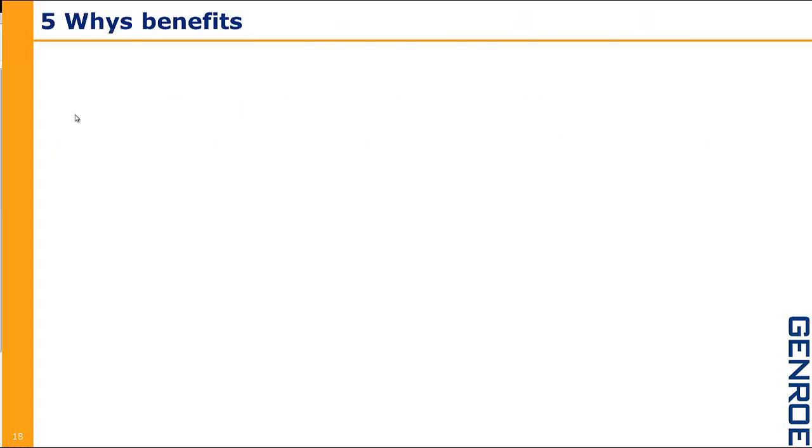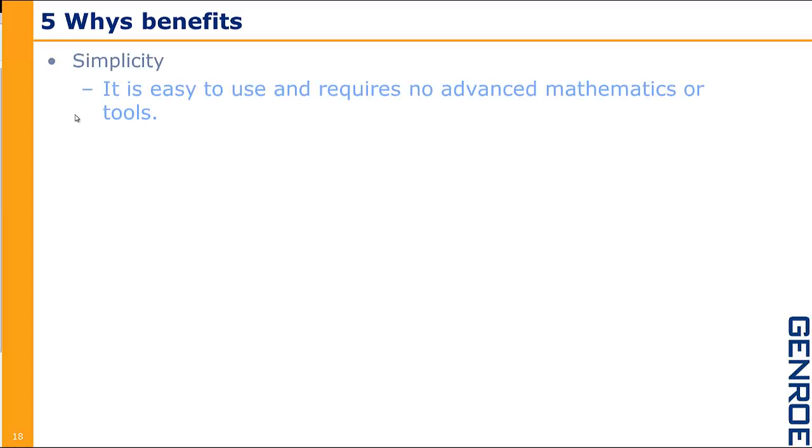Okay, so let's look at some of the benefits that we've talked about and that this process gives us. One is that 5 whys is really simple. It's easy to use, can be explained very quickly. I've just done it here in a few minutes for you. It can be used by people across the organization. So it's really simple and easy to understand, easy to use.